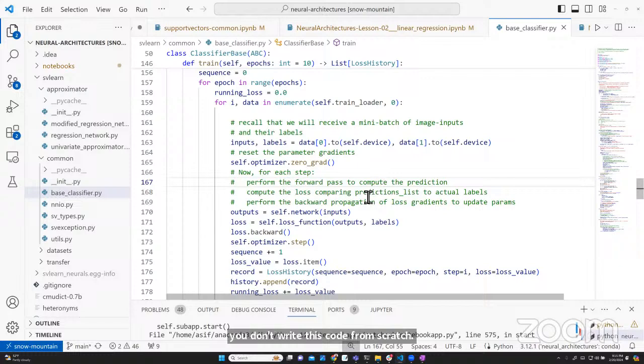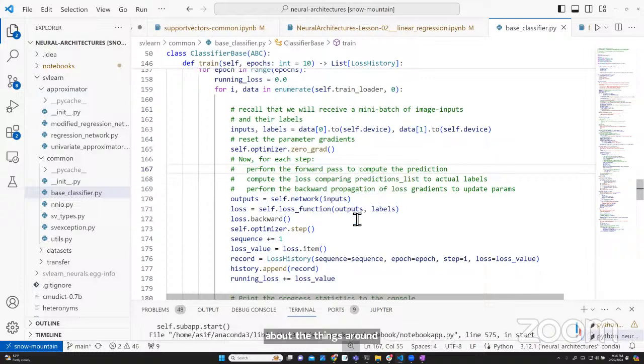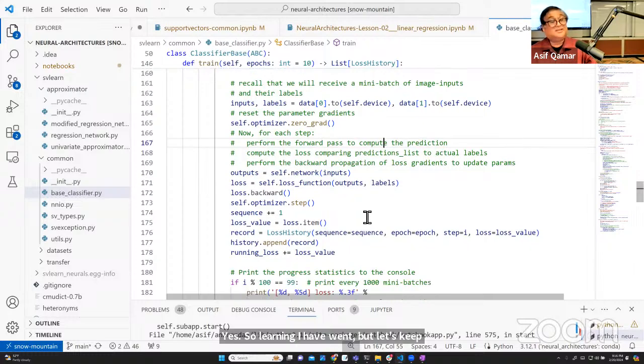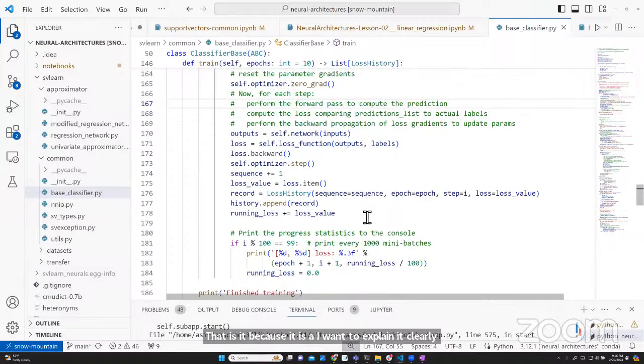But the key thing I was trying to articulate is we actually haven't learned how it actually learns. How does it store data? What's inside the innards? We're talking about the things around it so we understand the bigger picture, but the innards have yet to be explained. Yes. Let's keep some mysteries for another day. I want to explain it clearly in two to three hours so that we hold it in our minds forever.